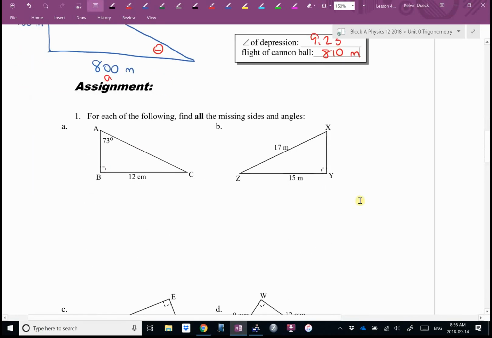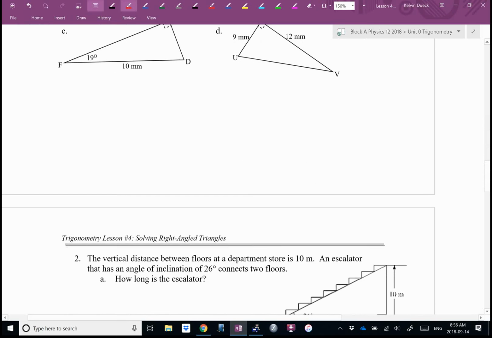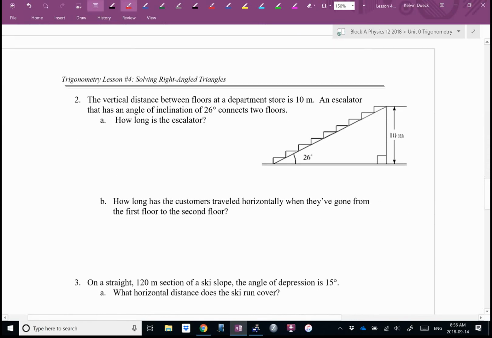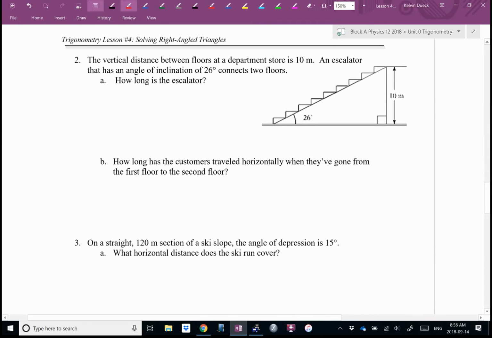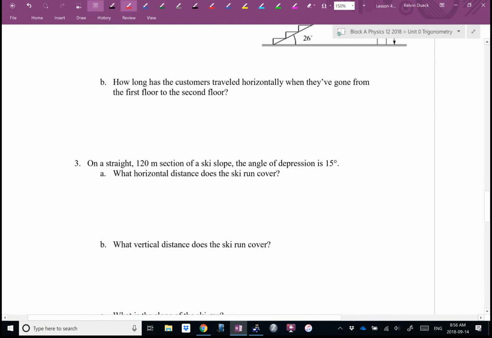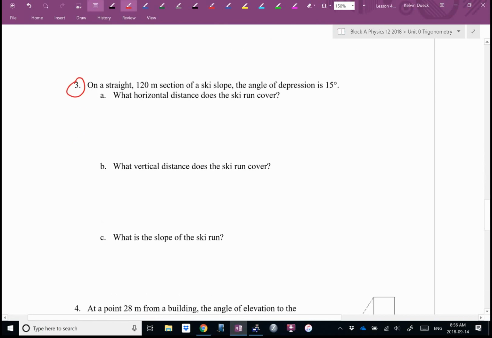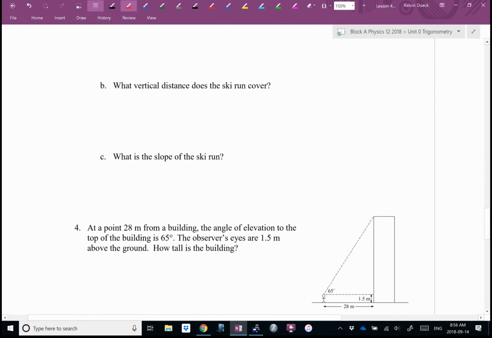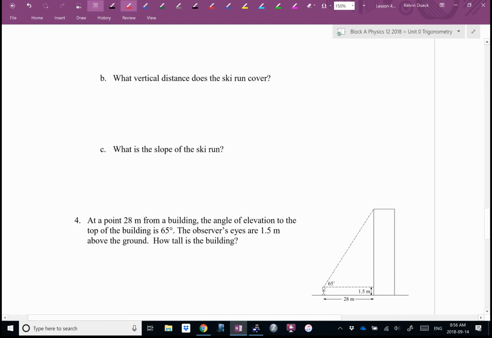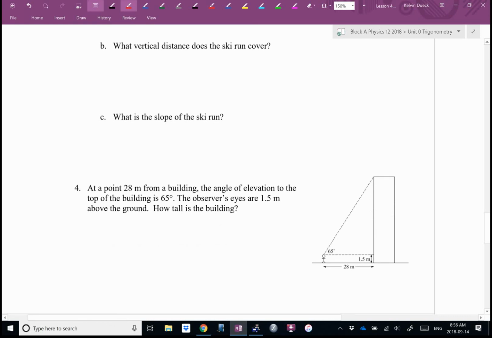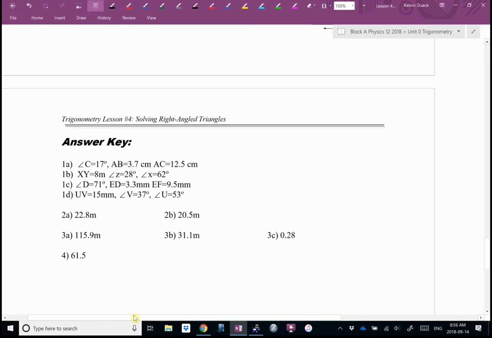So what's the homework? We have number 1. Number 3, I skipped 2. 4 is okay. But that's really not what you're going to spend most of your time working on.